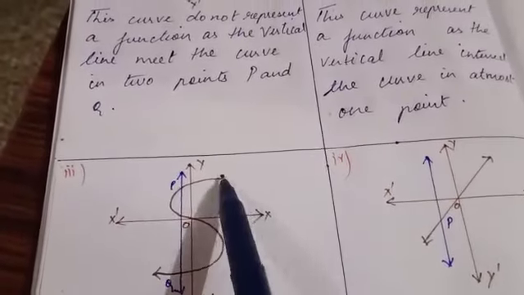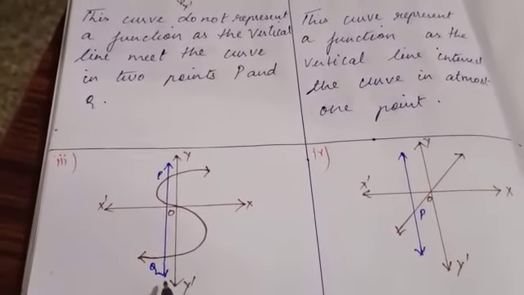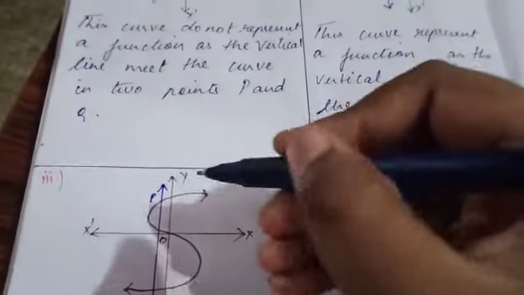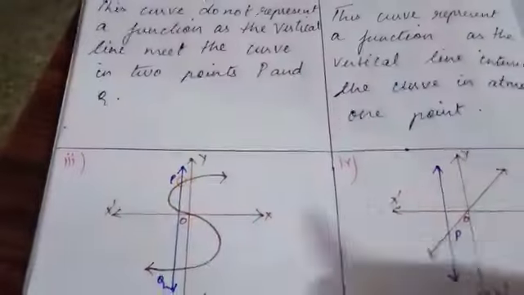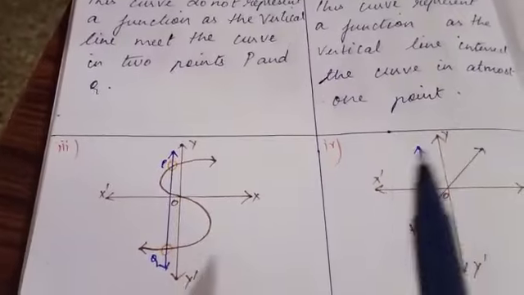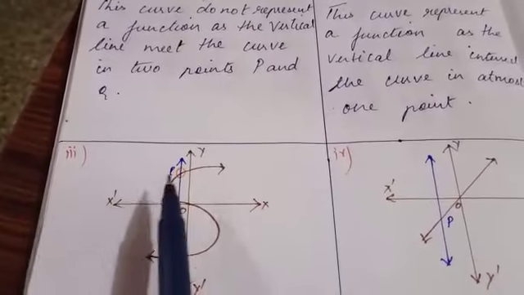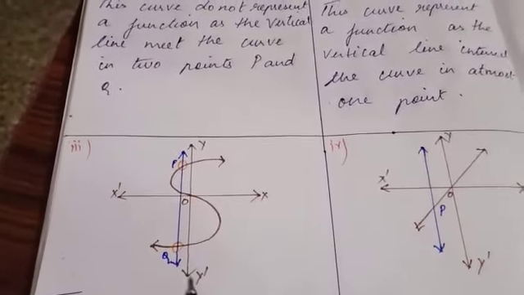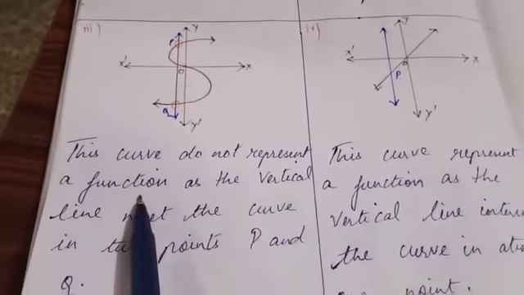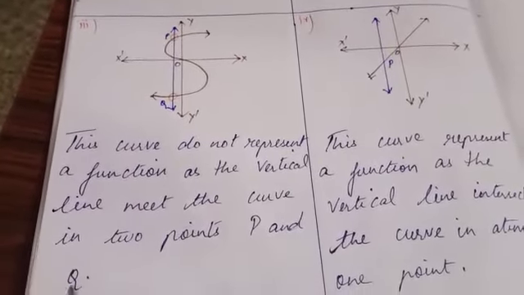Next, the third subdivision. This is our curve and this is the vertical line that I have drawn. Here the vertical line meets the curve in 2 points. Yes, it meets in 2 points. Since it meets in 2 points, this is not a function. This curve does not represent a function as the vertical line meets the curve in 2 points P and Q.